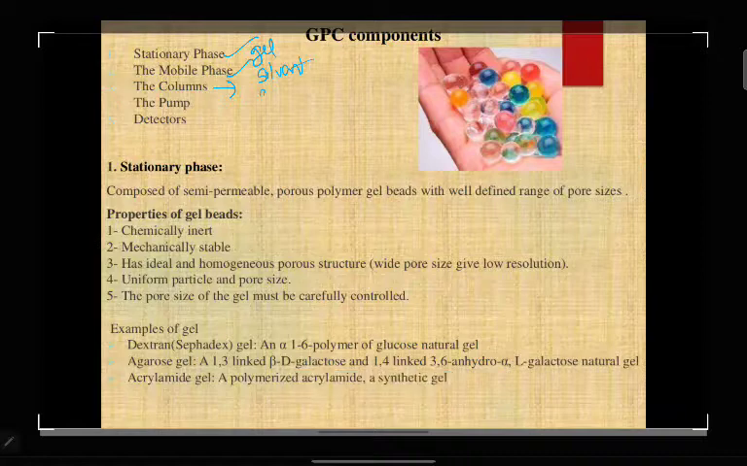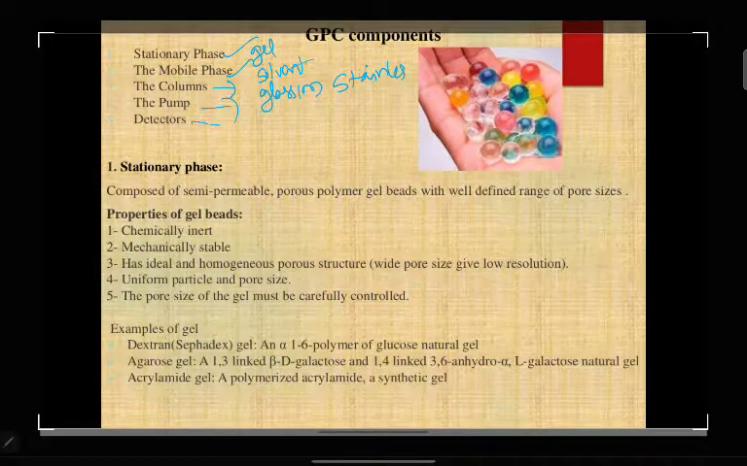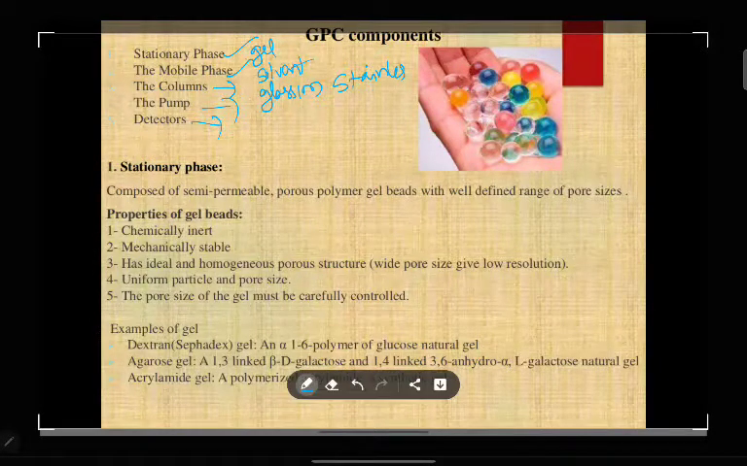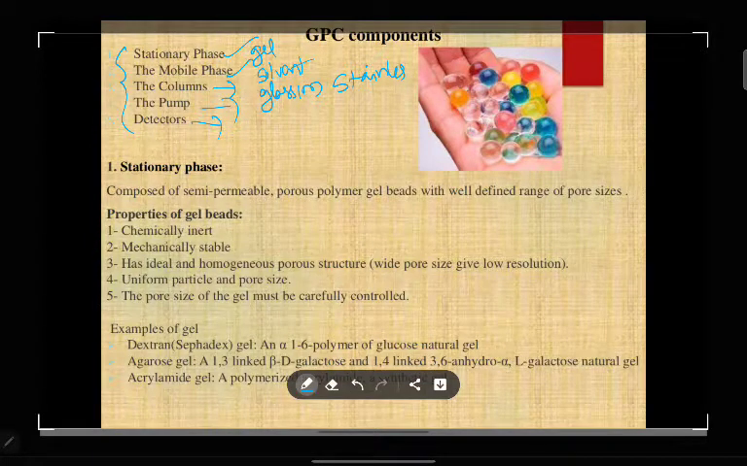The column may be made of either glass or stainless steel. Then you need a pump for introduction of your sample and mobile phase. Then you need a detector for detection purpose. So these are the instrumentation parts: stationary phase, mobile phase, column, pump, detector. Now we will see one by one in detail.